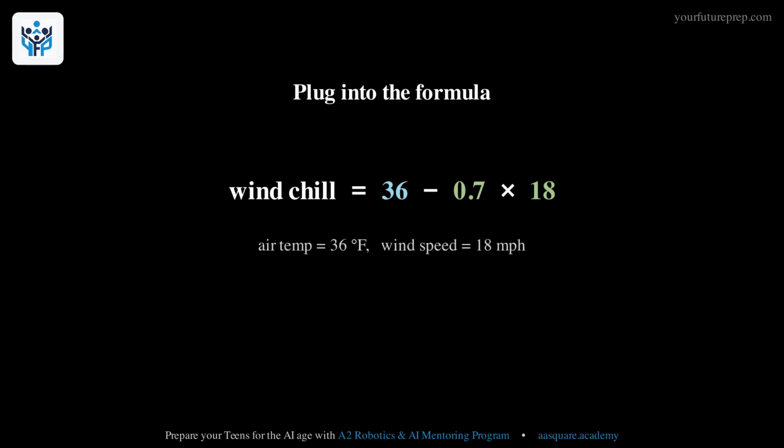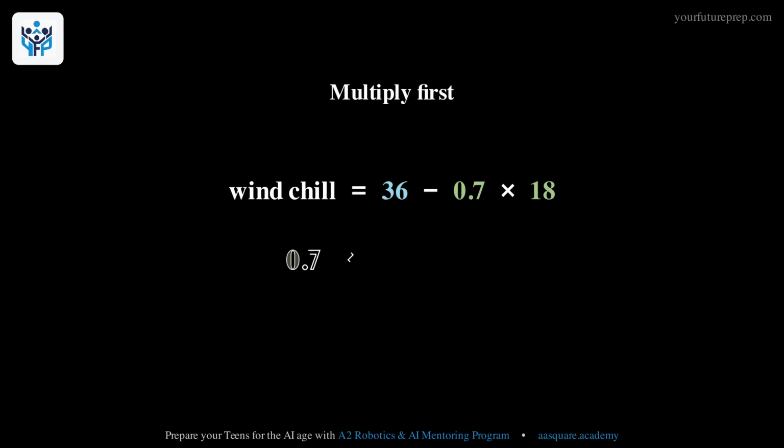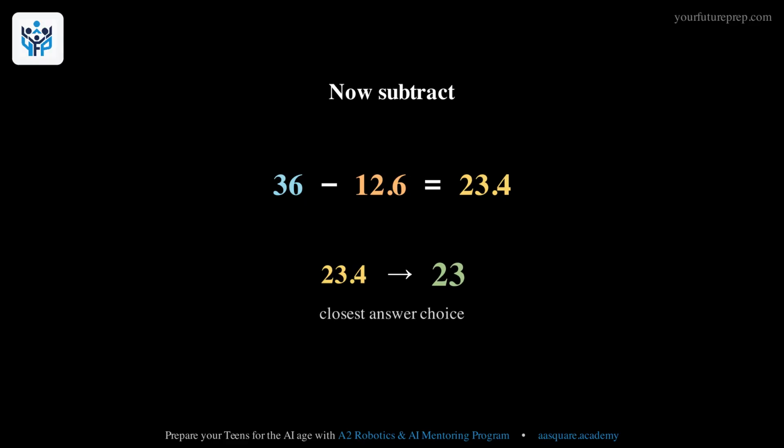Let's plug the numbers into the formula. The wind chill equals 36 minus 0.7 times 18. Following the order of operations, we multiply first: 0.7 times 18 equals 12.6. Now subtract. 36 minus 12.6 equals 23.4.